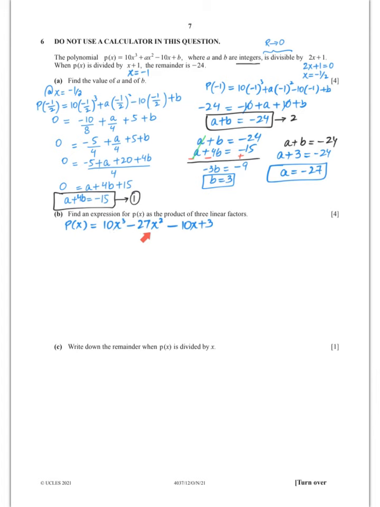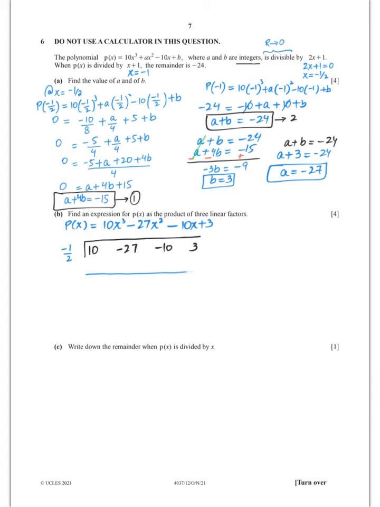Now we need to factorize it, right? We have the first factor, that is minus 1 over 2. So I'm going to apply the synthetic division here. In synthetic division, we are going to write down the coefficients the same as they are: 10, minus 27, minus 10 and 3. Alright, the factor we have, it's x is equals to minus 1 over 2. This is the factor, right?